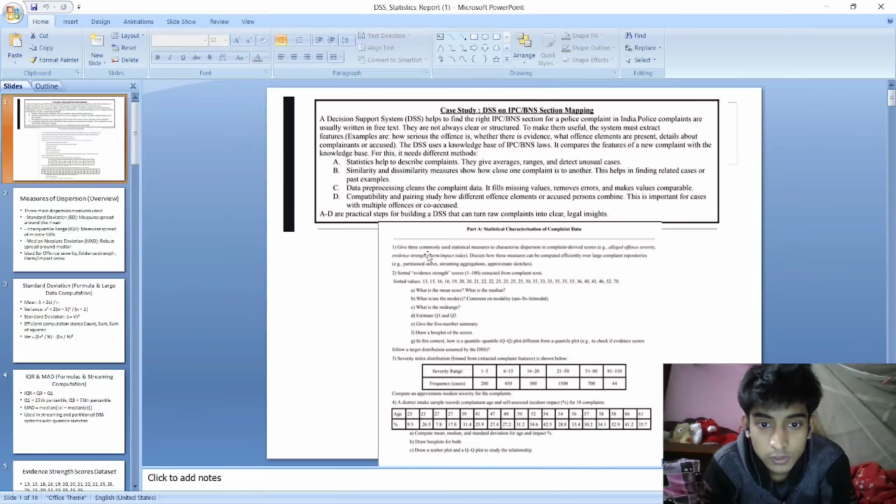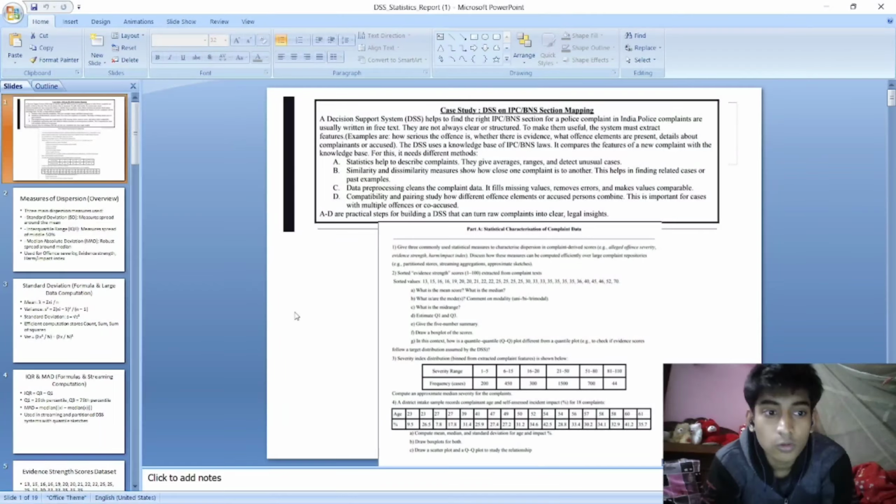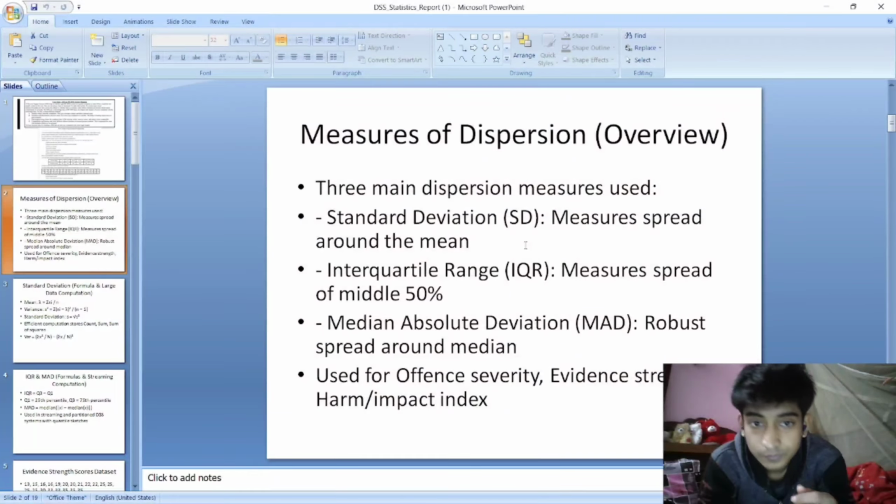So the first question is: give three commonly used statistical measures to characterize dispersion in complaint-derived scores: alleged offense severity, evidence strength, harm impact index. Discuss how these measures can be computed efficiently over large complaint repositories. Example: partition store, streaming aggregations, and approximate sketches. Right. So let's discuss it.